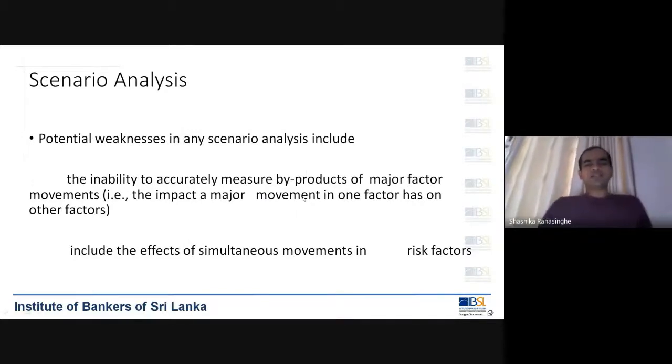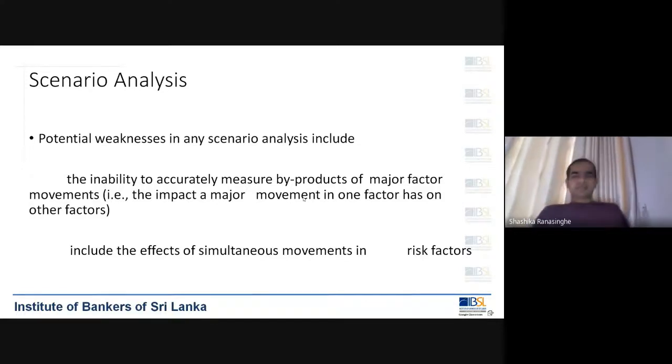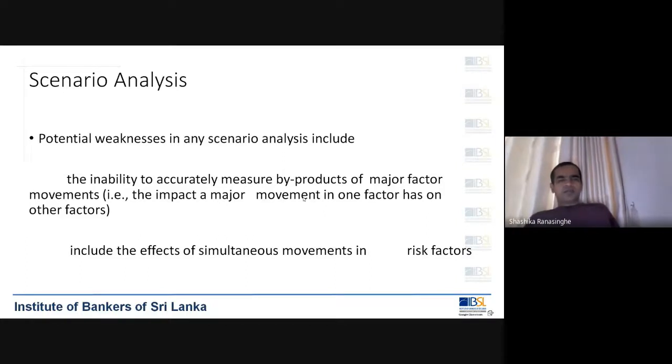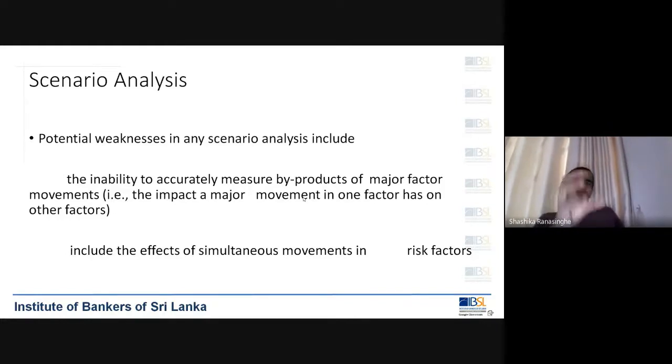Potential weaknesses in any scenario analysis include the inability to accurately measure byproducts of major factor movements. That is the impact a major movement in one factor has on other factors. It includes the effects of simultaneous movements in risk factors. And so you can't be 100% accurate when you do scenario analysis. You don't know the cross relationship between factors.